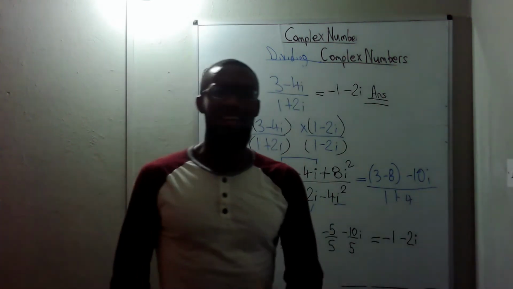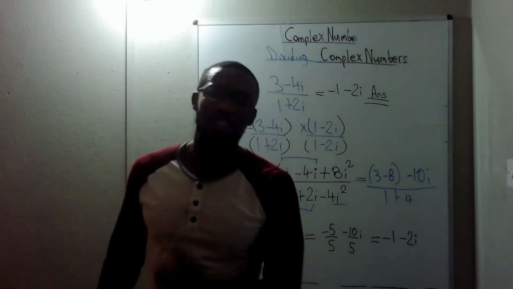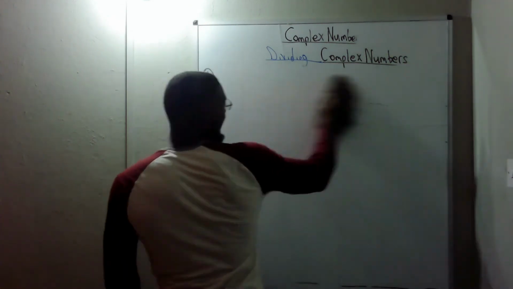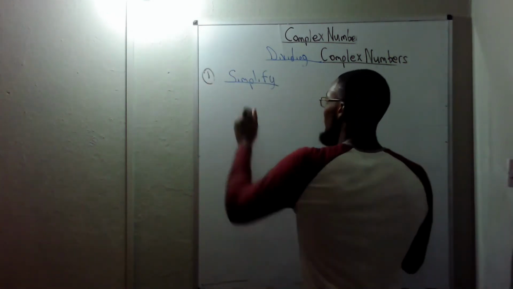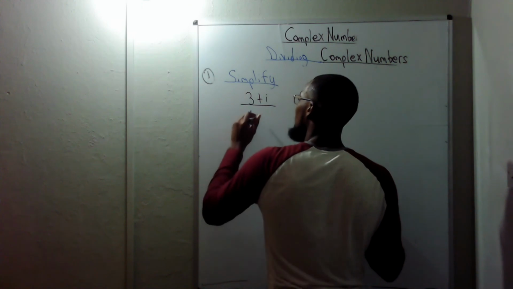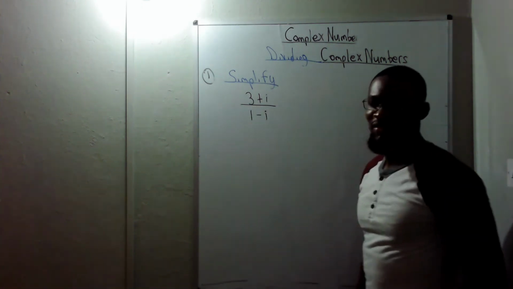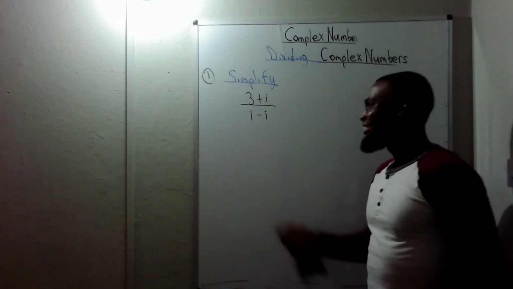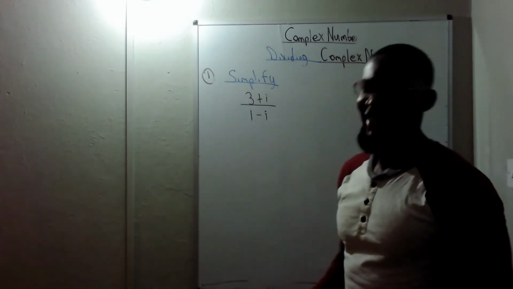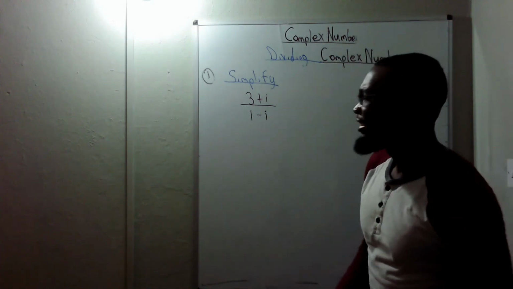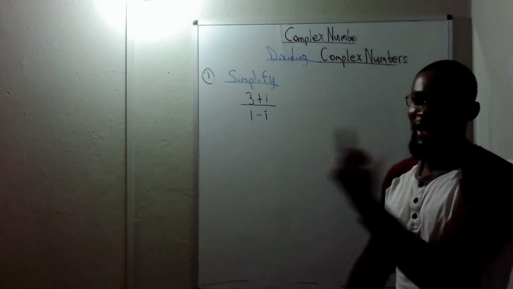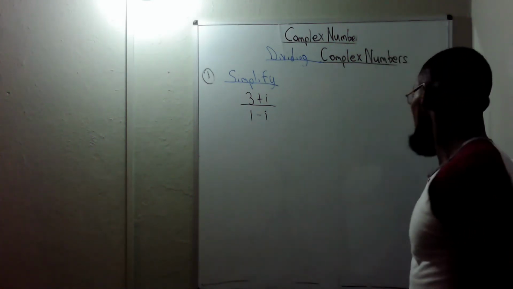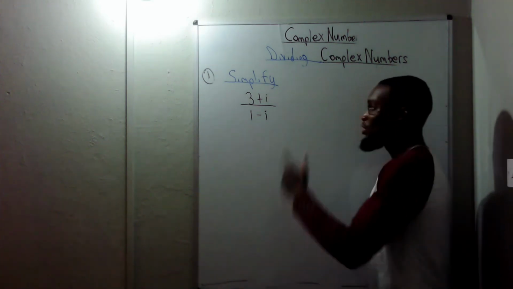Alright, so we know the drill already. Gonna put one more for you to try now. Put something very simple. Simplify 3 plus i over 1 minus i. Very easy. So if we're told to simplify this, what do we start with? Before we do it, go ahead and pause and attempt it. Pause and attempt.